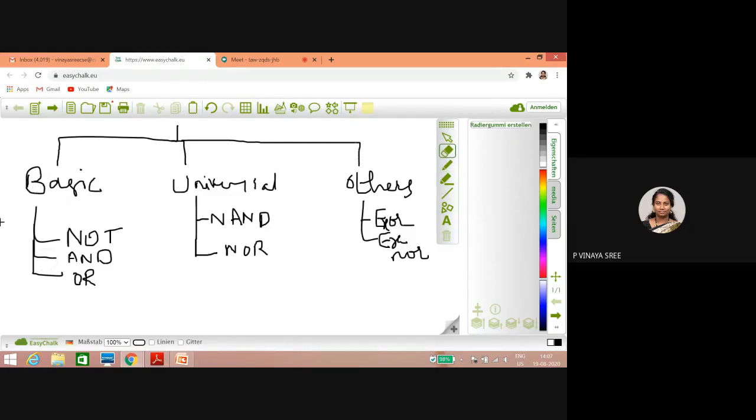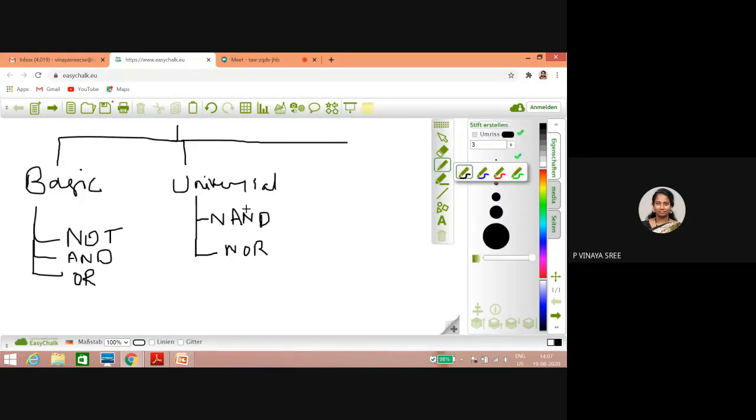After writing this in your notes, write down the side heading: basic gates. In that we are starting with the NOT gate. Before starting with the NOT gate, concentrate. For every gate there is a symbol. For a gate, you give an input, and given an input, an output will be generated.